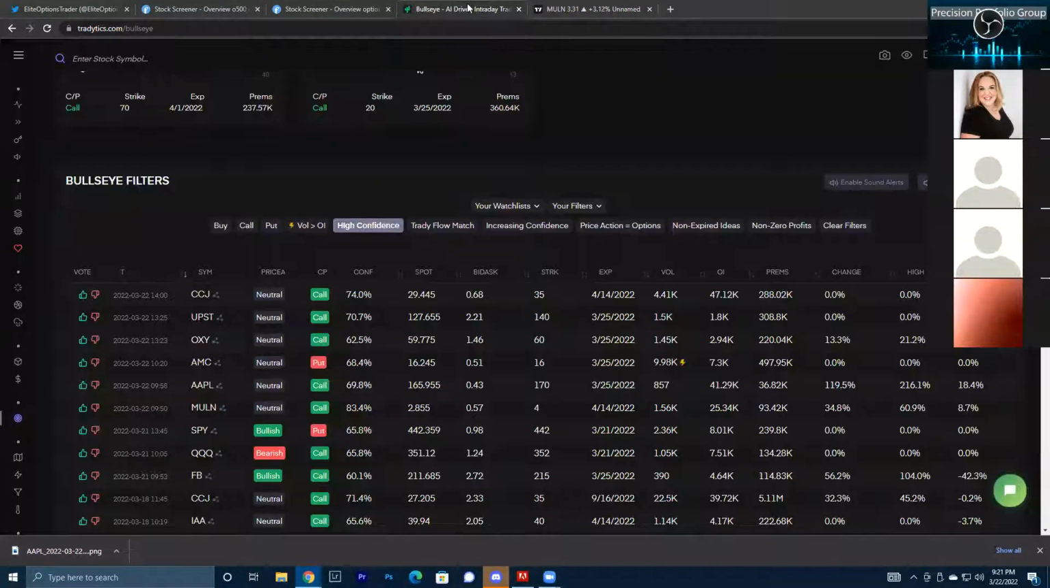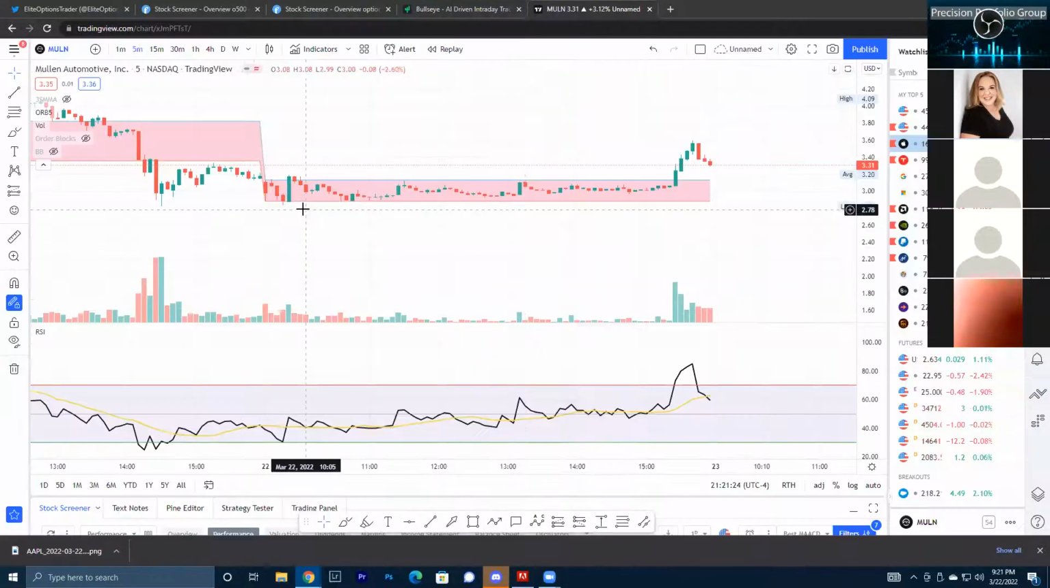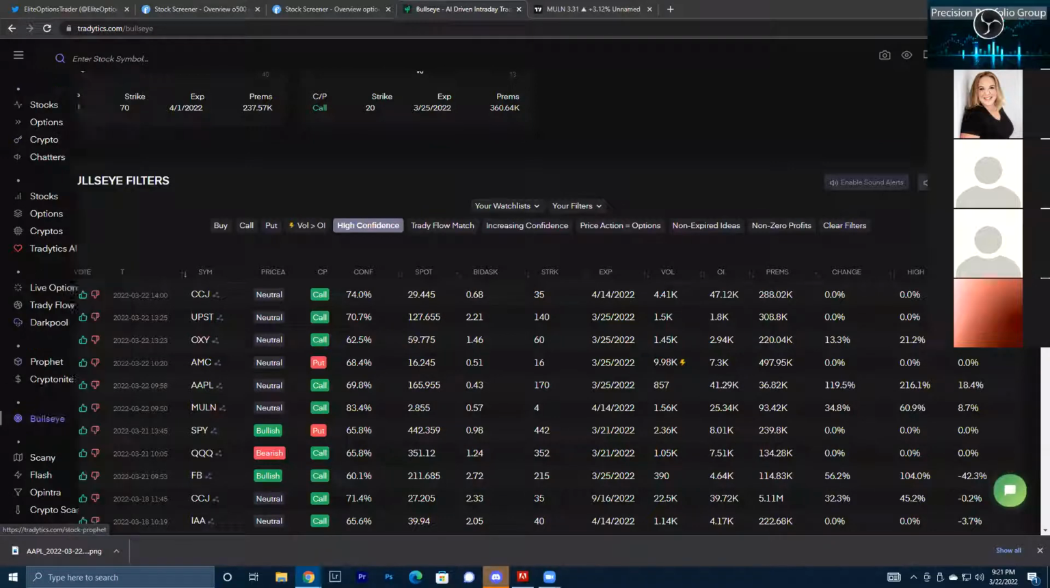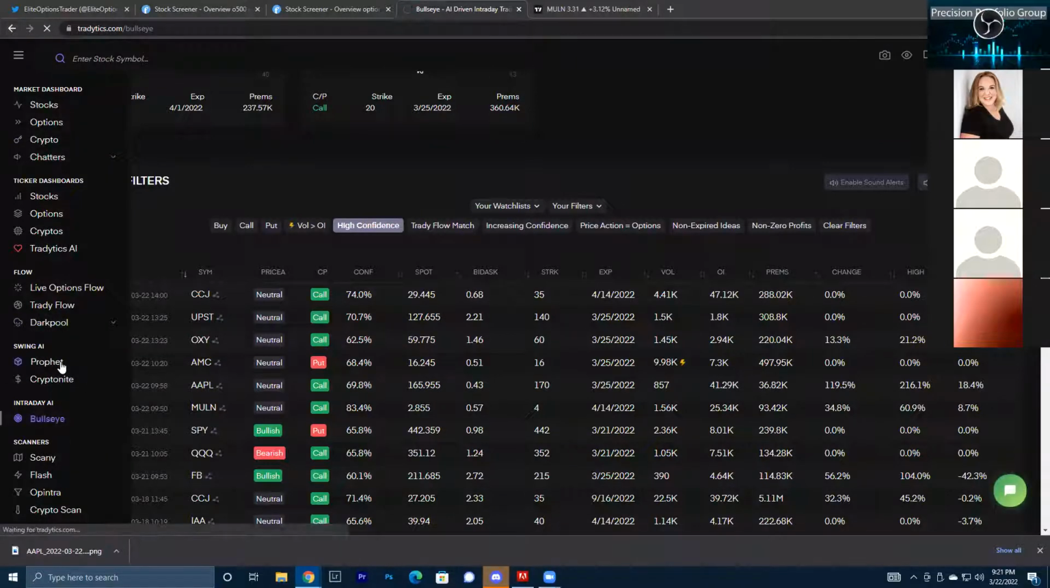So this person here, this call here was neutral. So it wasn't really anything going. I didn't like the price action, because it was just neutral and it was a call. But as you can see, Moulin really didn't do anything today until around 3 o'clock, 4 o'clock, when it started moving. So those are the things that you want to look at when it comes to Tradytics. But Profit, I love too, for the people that swing trade. Profit is another one. Click on that.